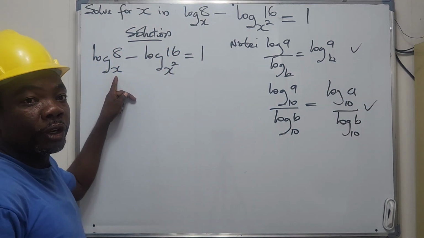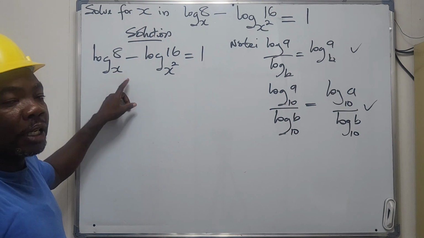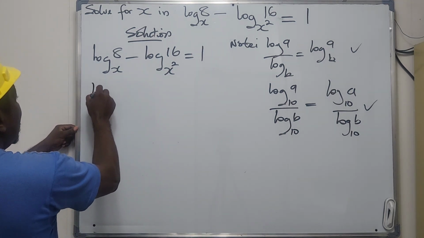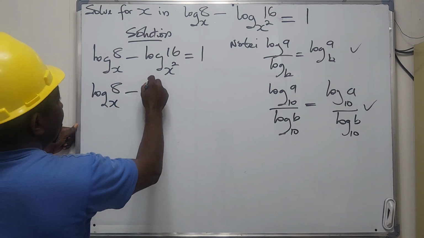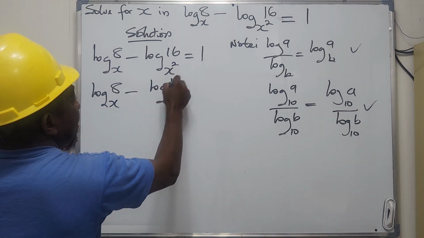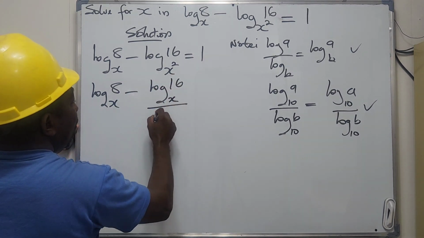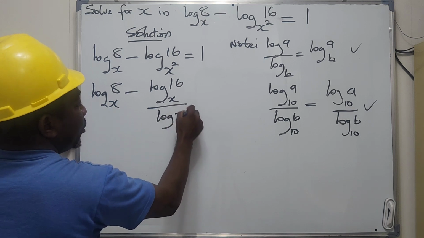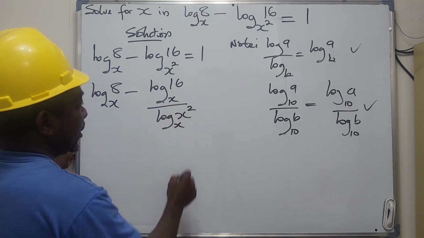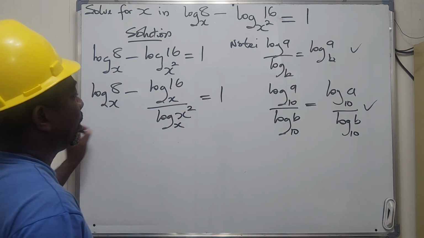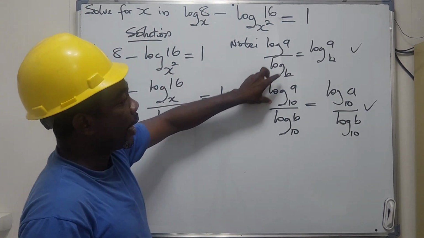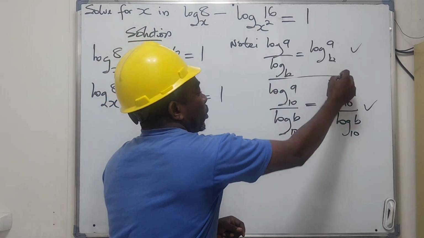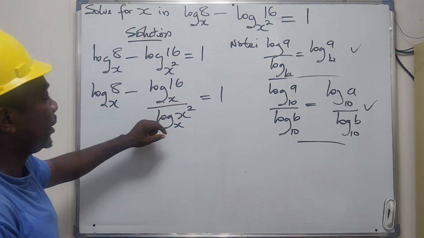But in this equation, our base here is x. So this will give us log 8 base x minus log 16 base x all over log x to the power of 2 base x, all equals 1. So if you look at it, this is the same thing as this. Either this one or this one is still the same thing.